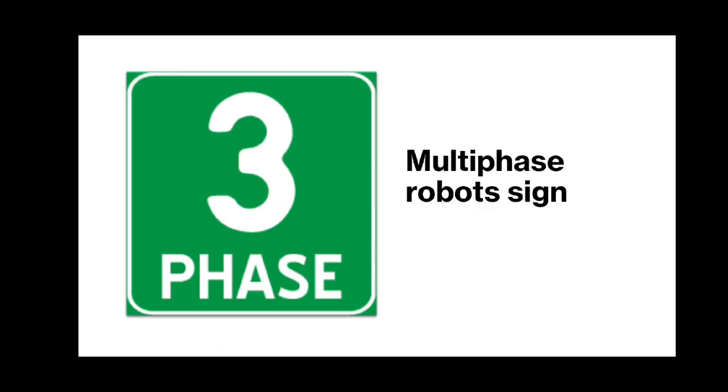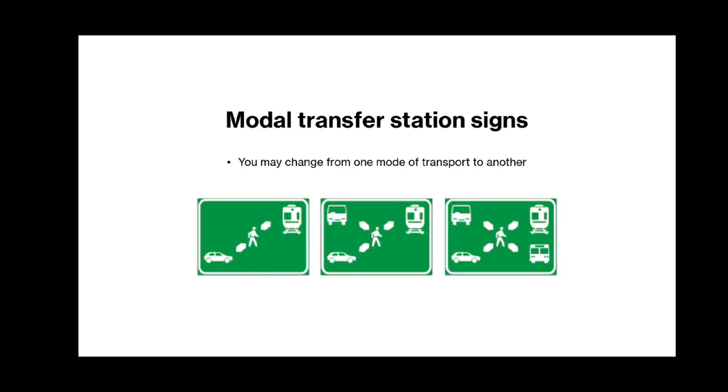Multi-phase robot signs. This sign warns that traffic lights ahead operate on multiple phases, meaning that not all the directions move together. So when you encounter this sign, your next move is to stay alert and you move only when your light turns green. So next we have one of the most important and modern signs, the modal transfer station signs. So this sign tells you that there's a transport interchange point ahead where you can change from one mode of transport to another. For example, from a bus to a train or a taxi to a long distance coach.